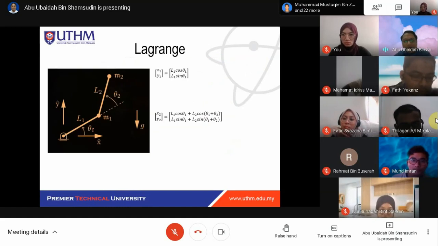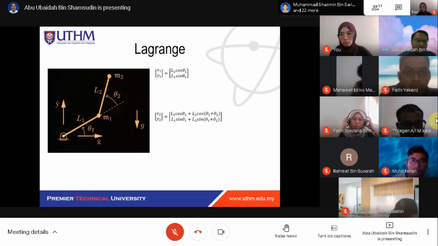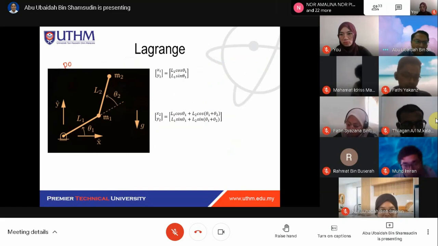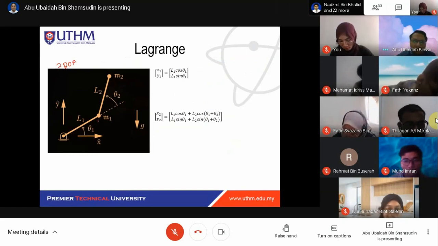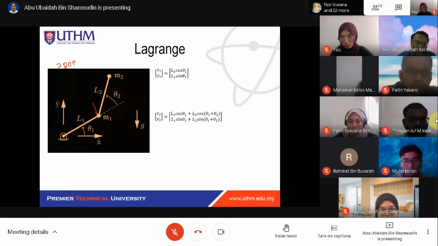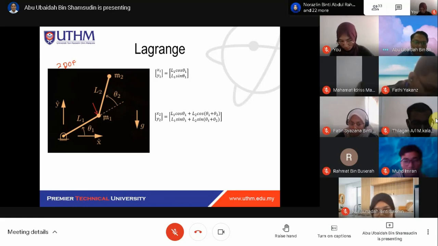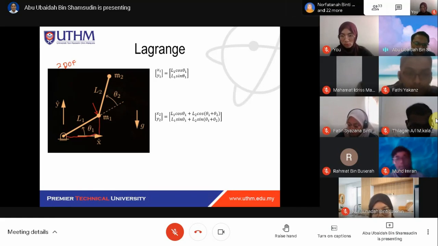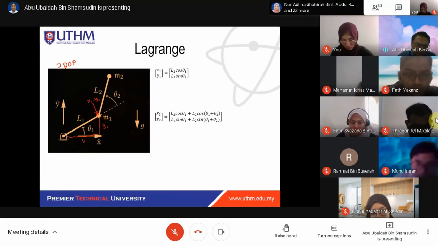So let's go to one example. This is a very simple example for Lagrange. Let's say this is a 2DOF robot arm. Now I want to get the position, the coordinates of x1 and y1, the coordinate here, which is x1 and y1. So y1 is this one and x1 is here.